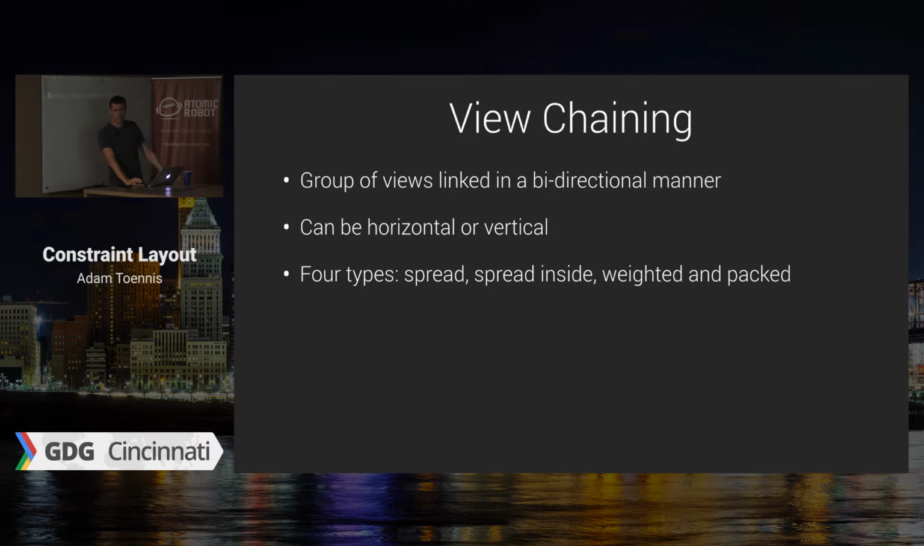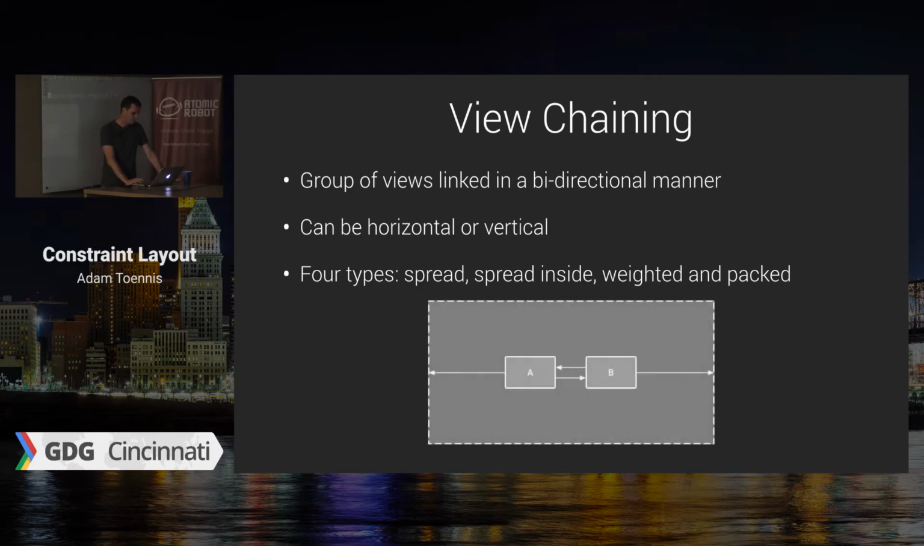They classify it into 4 different types, and I'll show you an example of each one of these in a little bit. It can be spread, spread inside, weighted, or packed. Here's just a simple example of what I was just trying to describe: they're linked bidirectionally right there, and then they're both also constrained to the edges, so they make a chain. This isn't showing the constraint towards the top or bottom, which they would need.